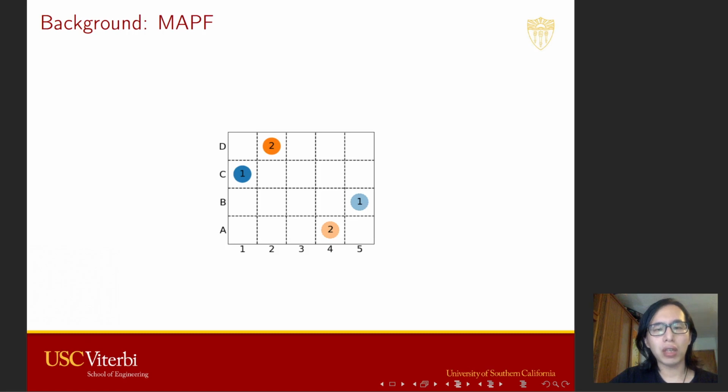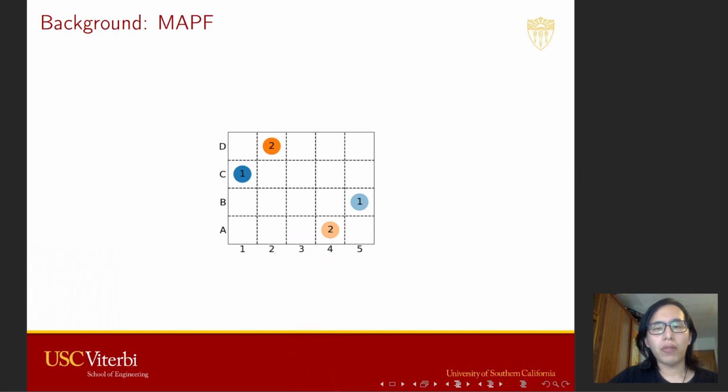To begin with, we show a small MAPF example with two agents. The blue agent is required to move from C1 to B5, and the orange agent is required to move from D2 to A4. At each time step, an agent can either move to a neighboring location or wait at its current location. The cost of an agent is defined as the time step from the very beginning to when it terminates at its goal location. Here, we want to minimize the sum of cost of all agents.